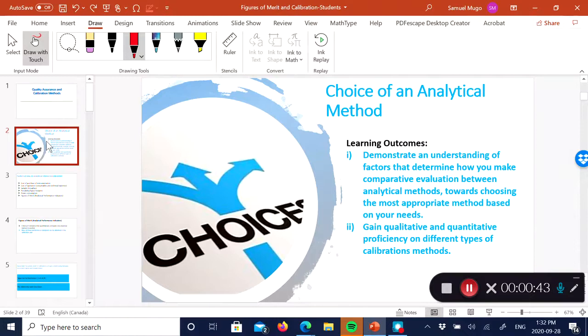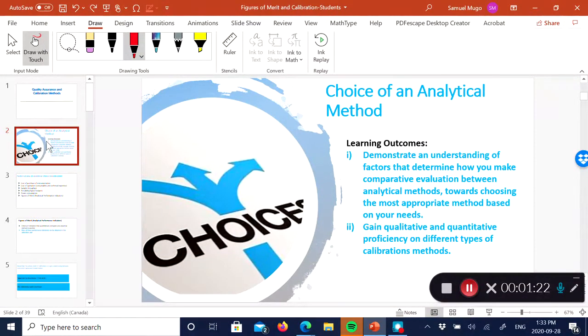So how do you go about choosing between so many different analytical methods, and how do you determine which is the best one to use for a certain type of purpose? And so the learning outcomes for this chapter is for you to be able to demonstrate a good understanding of the factors that determine how you make a comparative evaluation between different analytical methods, and how you go about arriving at the most appropriate analytical method for an intended purpose.